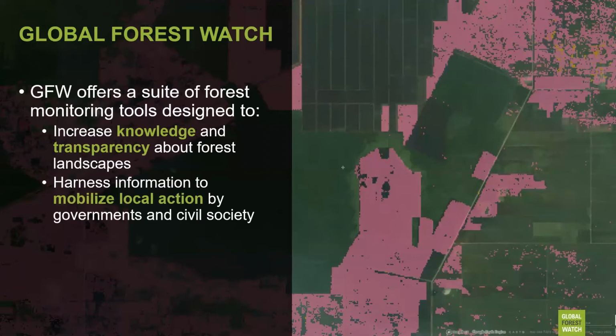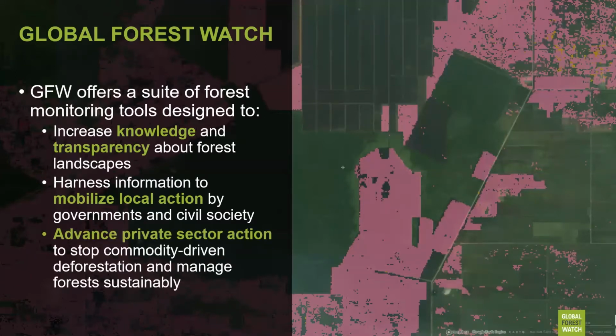Harnessing information to mobilize local action by governments and civil society. We have a variety of partners and some programs that help promote data-driven action. And lastly, advancing private sector action to stop commodity-driven deforestation and manage forests sustainably. One of our tools, Global Forest Watch Pro, allows the private sector to measure risk associated with their supply chains. Satellite imagery aligns with the strategy by allowing actors to validate and investigate likely forest change uncovered by near real-time alerts.